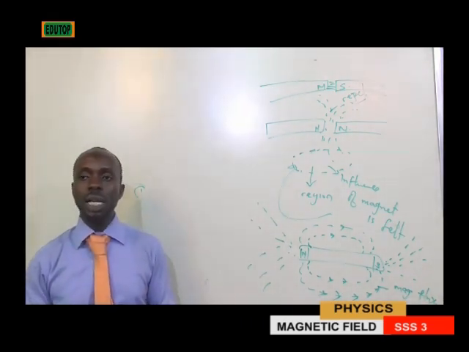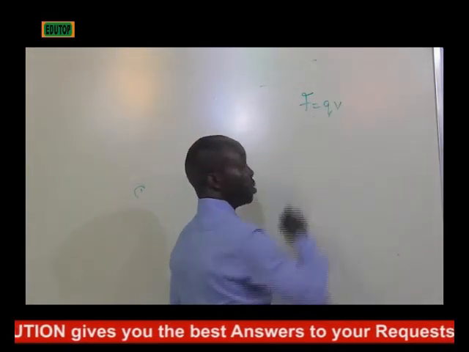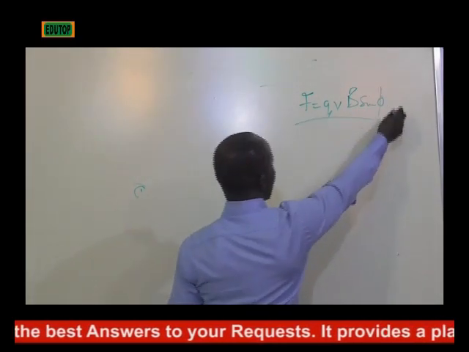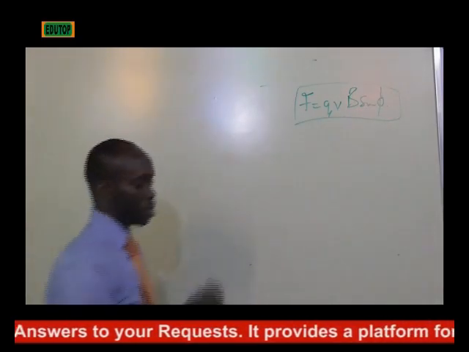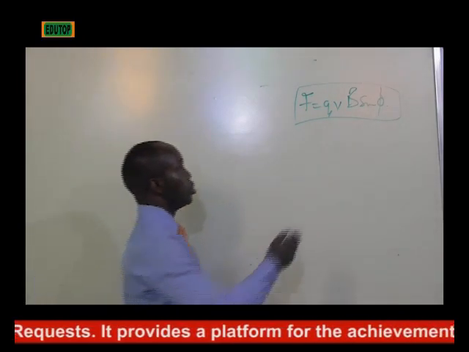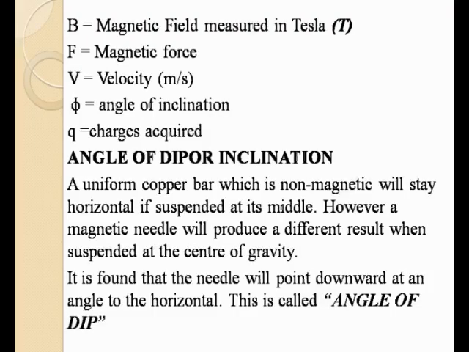Now at this junction, we'll be looking at some terms. Now you have your F equals QVB sine phi. Now this is your fundamental formula when it comes to your magnetic field. Just put it upstairs that way. Now let's start breaking it down. F is your magnetic force. It's called magnetic force. Your B is your magnetic field.